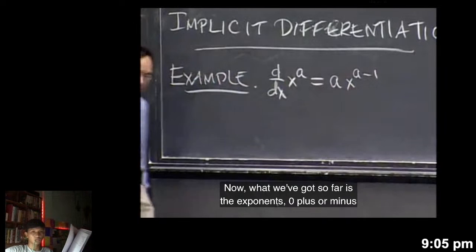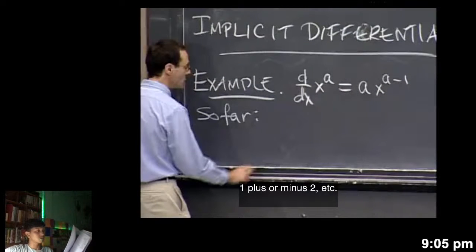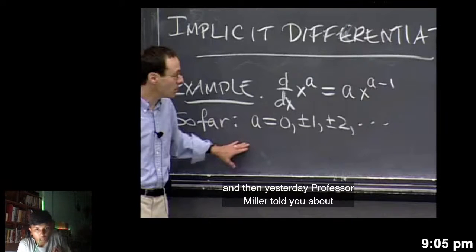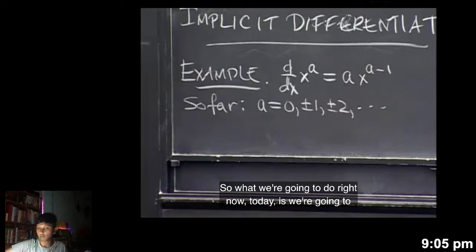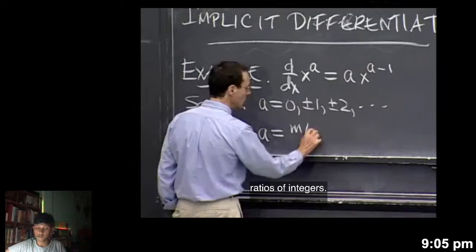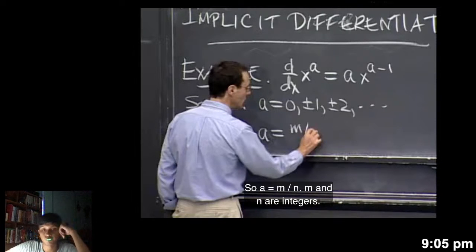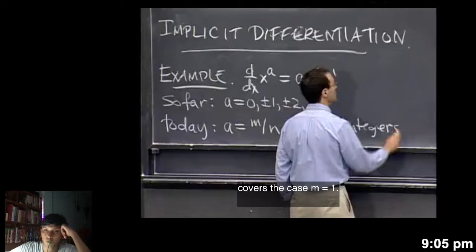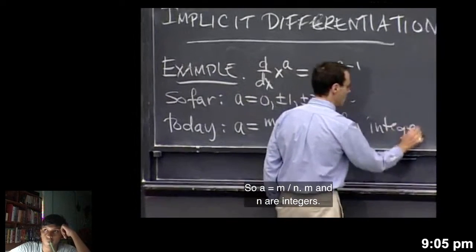You did the positive integer powers in the first lecture, and then yesterday, Professor Miller told you about the negative powers. So what we're going to do right now, today, is we're going to consider the exponents which are rational numbers, ratios of integers. So a is m over n, m and n are integers. All right, so that's our goal for right now, and we're going to use this method of implicit differentiation.